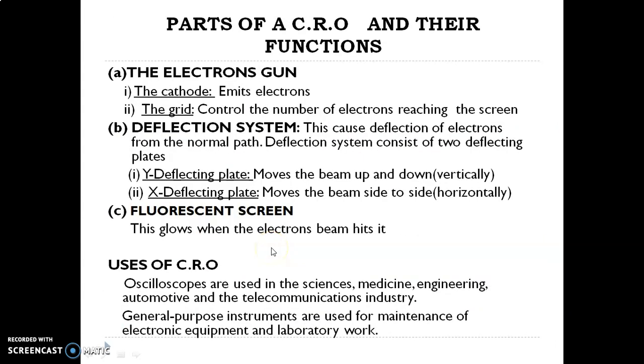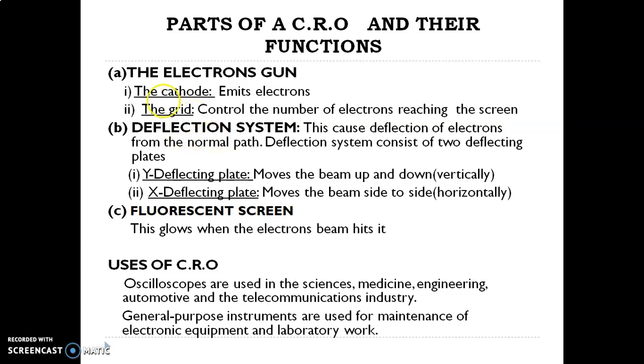We have three parts in the cathode ray oscilloscope. The first part is the electron gun, the second part is the deflection system, and the last part is the fluorescent screen. The electron gun has two parts: the cathode and the grid. The main function of the cathode is to emit electrons, and the main function of the grid is to control the number of electrons reaching the screen.